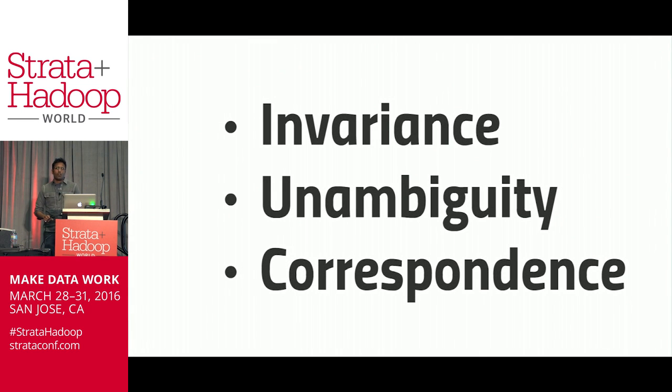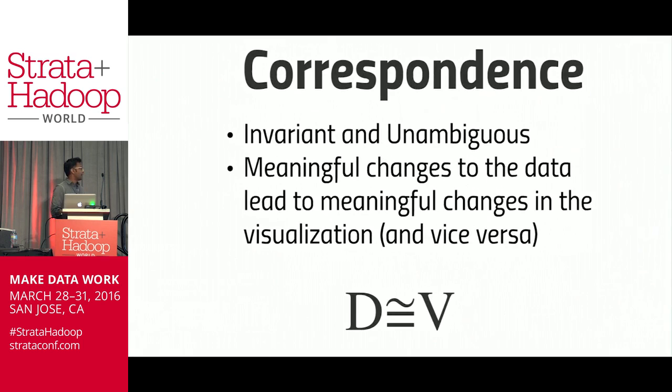Okay, so the third category, or the third property, is something called correspondence. And the idea behind correspondence is that you have no confusers and no hallucinators. So you've already shown that your visualization is invariant and unambiguous. And now you have something that looks like homomorphism, which says meaningful changes in the data lead to meaningful changes in the visualization and vice versa. So this is a structure-preserving mapping, and we say that the data and the visualization have a correspondence if you're invariant and unambiguous, and you have this correspondence that I've outlined just here. So this is, in some sense, a super property of the other two, because in order to have correspondence, you must also have invariance and unambiguity.